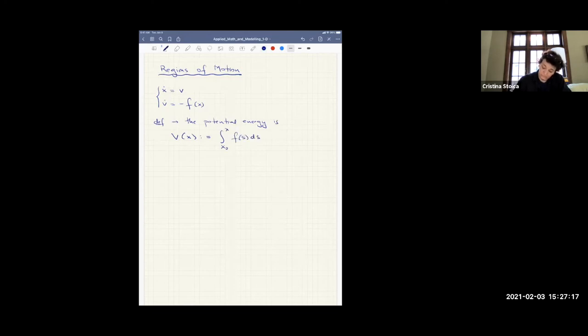Here x naught can be anything. It could be the initial condition. It doesn't really matter. Why am I not worried about this value? Because in effect, the system I'm writing corresponds to the derivative of the function, and the derivative of the function capital V of x is actually little f of x.